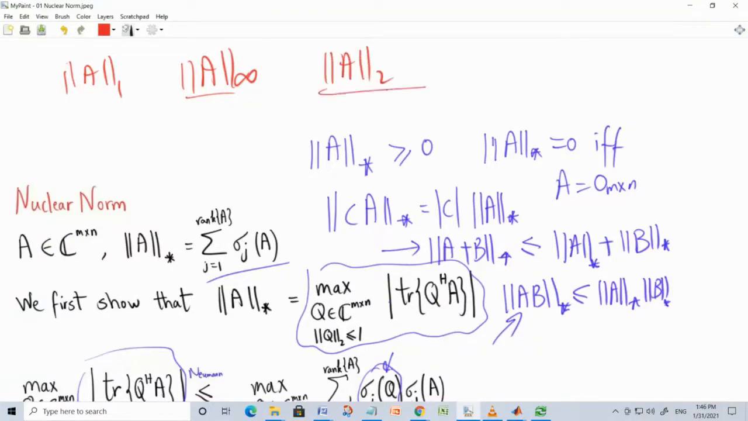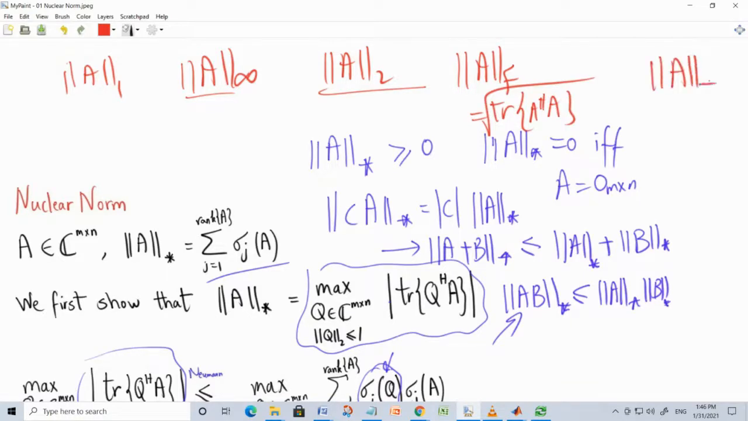The L2 norm, that's the maximum singular value. Then there is the Frobenius norm, which is the square root of the sum of the squares of the singular values. We can easily say it is also the square root of the sum of the magnitude squares of the elements of the matrix, or we can write it using the trace. It's the square root of trace of A Hermitian A.